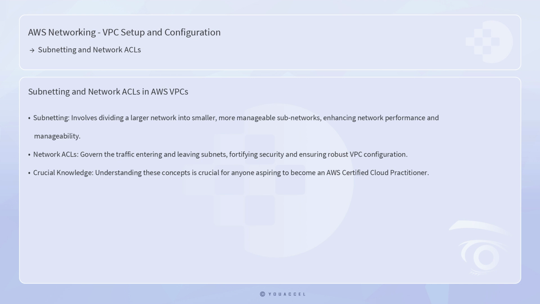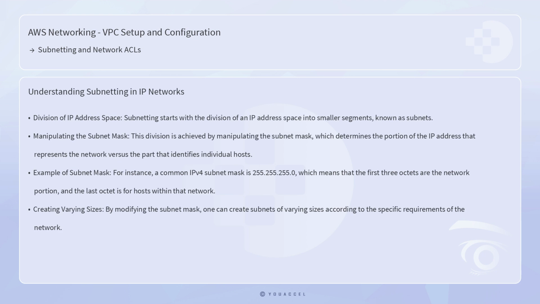Subnetting involves dividing a larger network into smaller, more manageable subnetworks, while network access control lists govern the traffic entering and leaving these subnets. Mastery of these topics not only enhances network performance but also fortifies security, ensuring robust VPC configuration. Subnetting starts with the division of an IP address space into smaller segments, known as subnets.